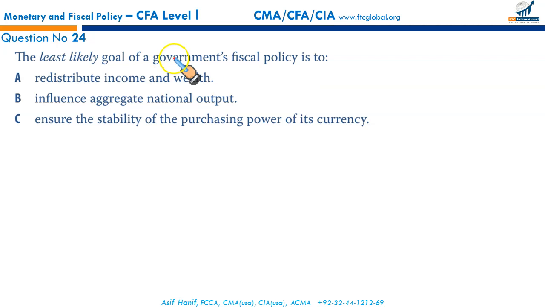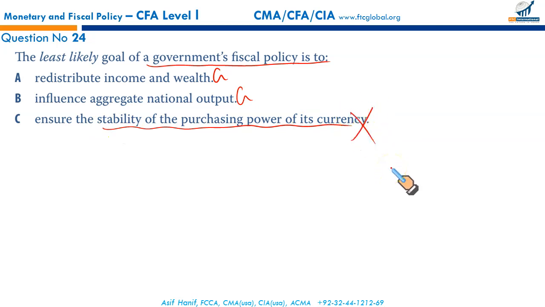The least likely goal of government's fiscal policy is to redistribute income and wealth? This is a goal. Influence aggregate national output, this is most likely a goal. Ensure stability of the purchasing power of its currency, this is least likely. Ensuring stable purchasing power is the goal of monetary rather than fiscal policy.